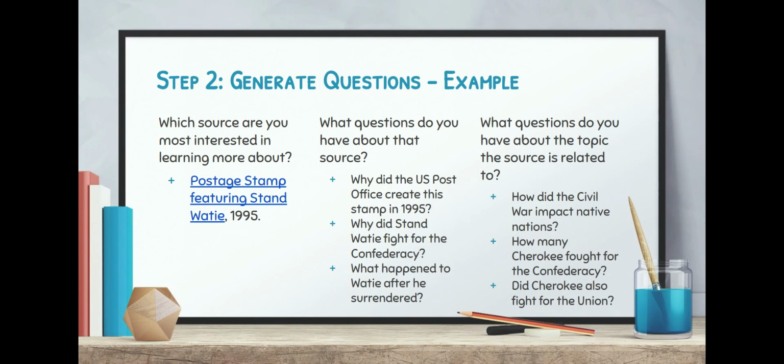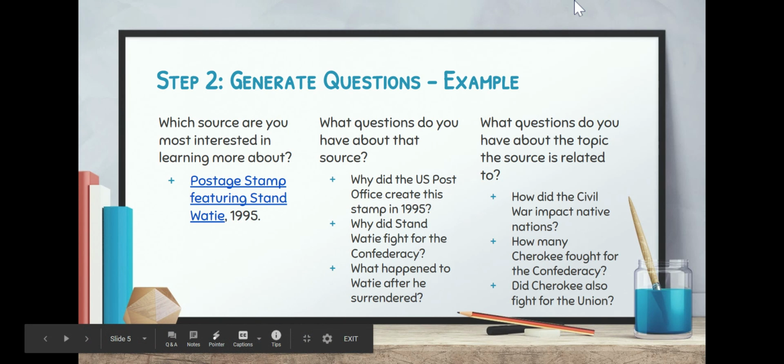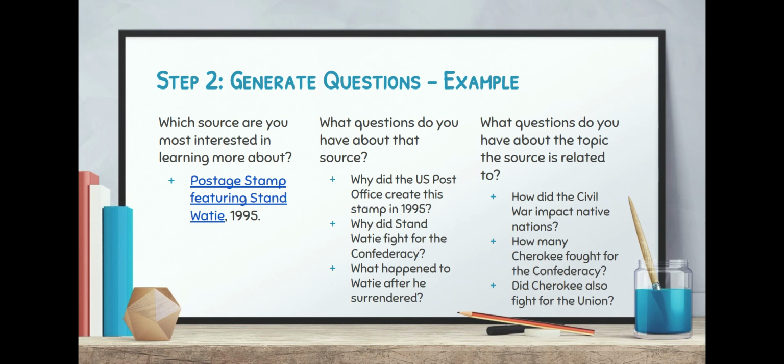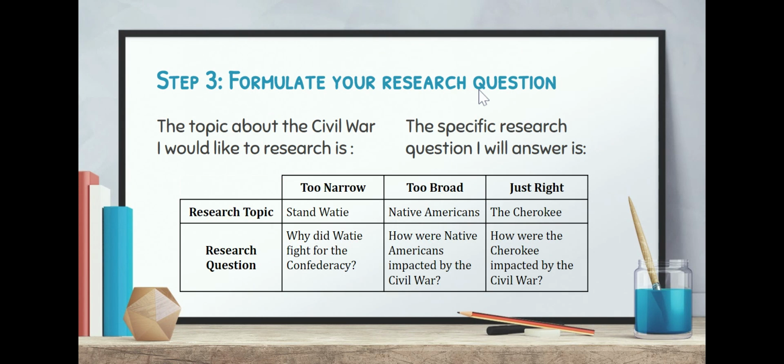I went back to the criteria and thought about which are higher level questions or questions that I would want to further research. For example, did the Cherokee also fight in the Union is a lower level question that can be answered with a yes or no, so I didn't select it. I narrowed it down to 3 topics and questions.